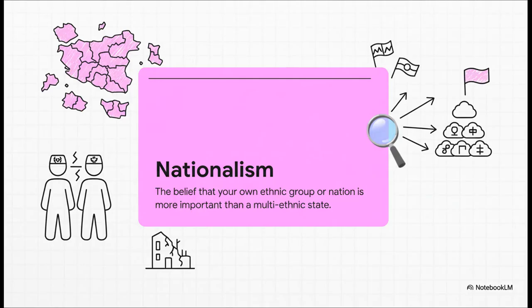And this is where things took a really dangerous turn. With everyone so frustrated about the economy, some politicians saw their chance. They started using nationalism to grab power. So what is nationalism? It's basically this belief that your own ethnic group, being a Serb or a Croat, for example, is way more important than being part of a big, mixed country like Yugoslavia. These leaders started blaming other ethnic groups for all the problems, and it worked.